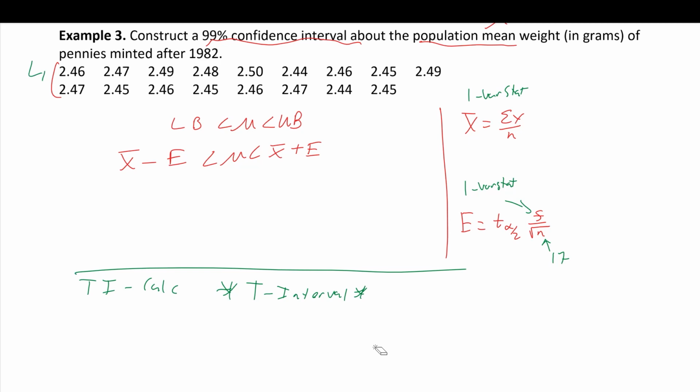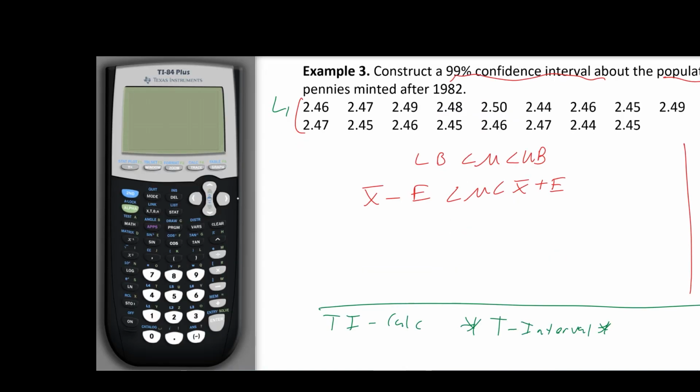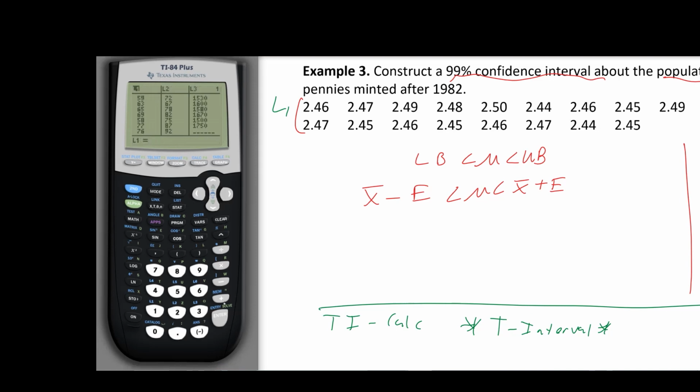Okay, let's switch over to the calculator and see what we get. Recall that in order to put a list into your calculator, you go to Stat, Edit, and clear out any lists that are there. I'll just clear everything so it's out of the way, and just start typing away.